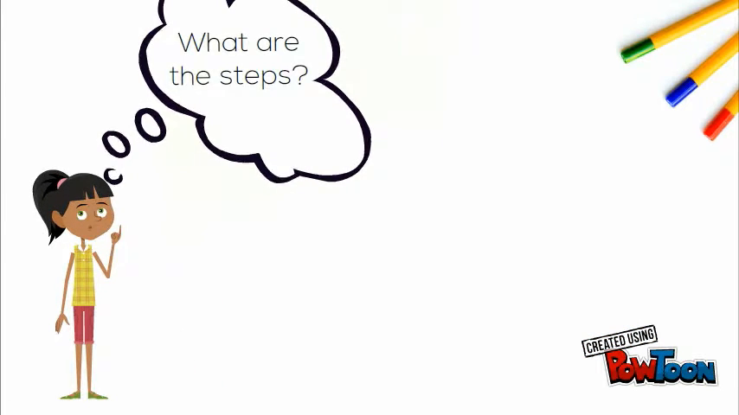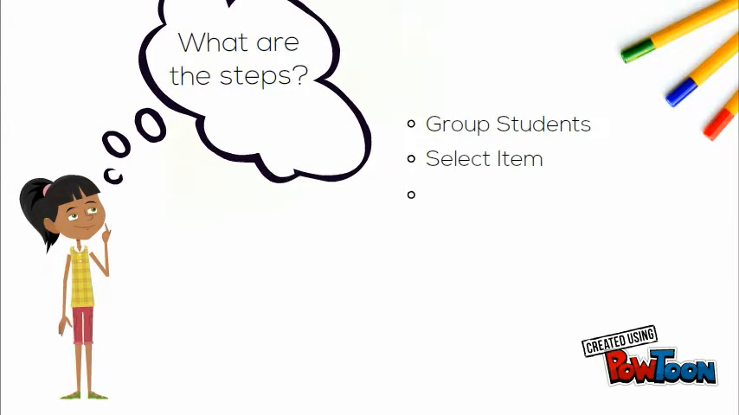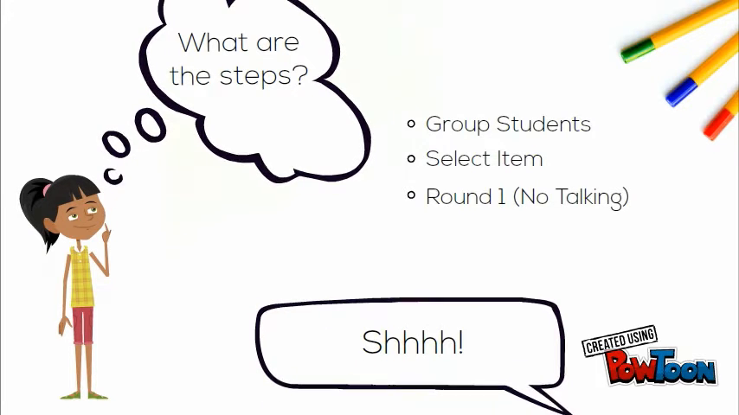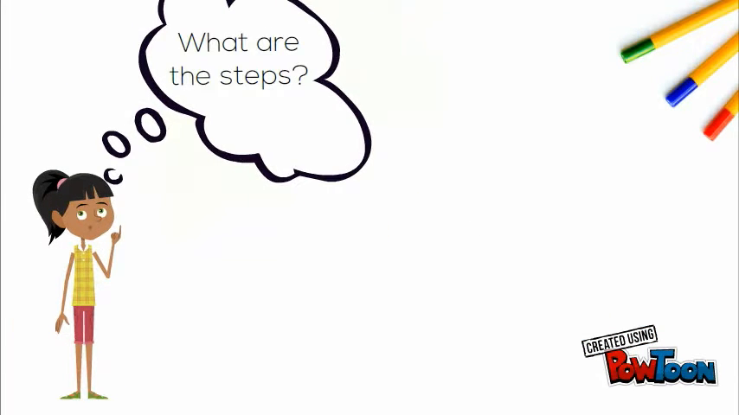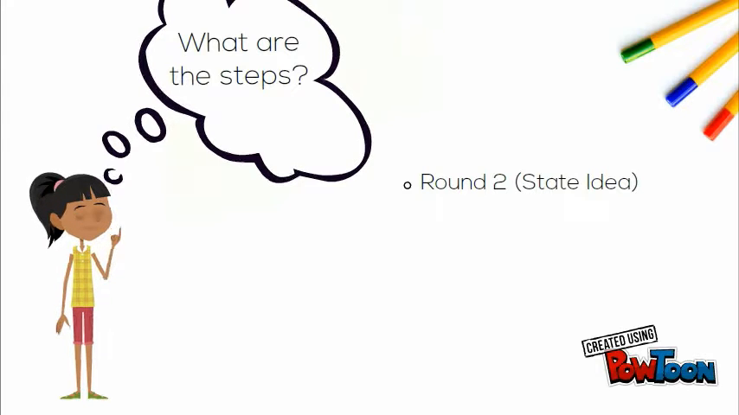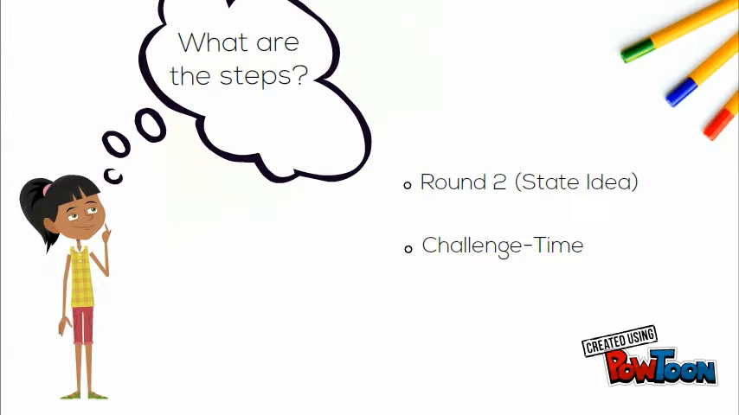What are the steps? First thing you need to do is group your students. Then you need to pick out an item that the students can use. It can be as simple as a pencil to as complicated as an electrical outlet. And then in the first round, the students cannot talk. They are just observing the object and making ideas in their heads. Round 2 is when each student takes turns stating an idea about what they think the object could be, not what it already is. They keep going until the time runs out. And in order to challenge your students, you just say, let's see how many ideas you can get in a certain amount of time.